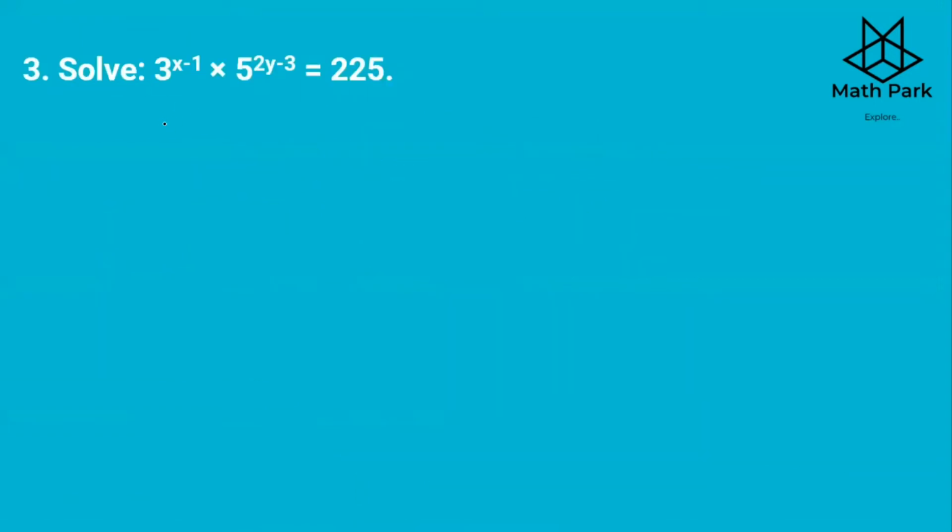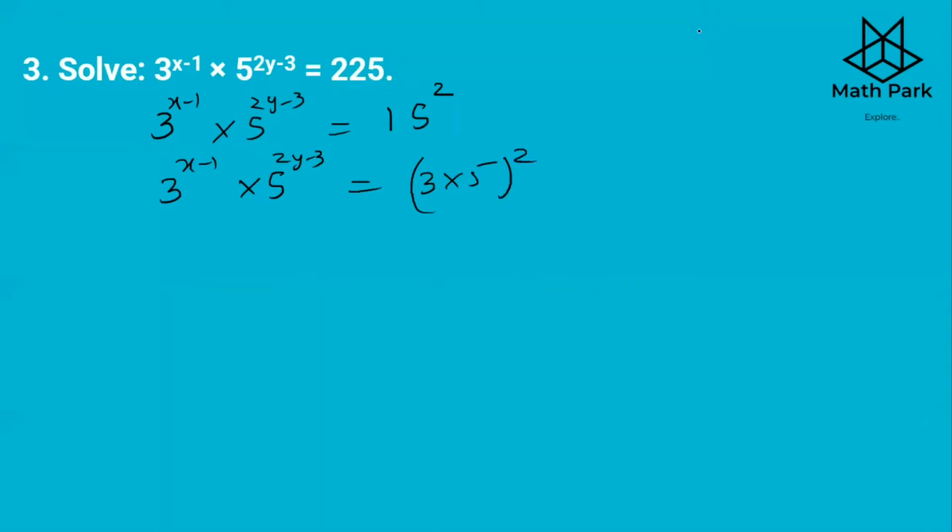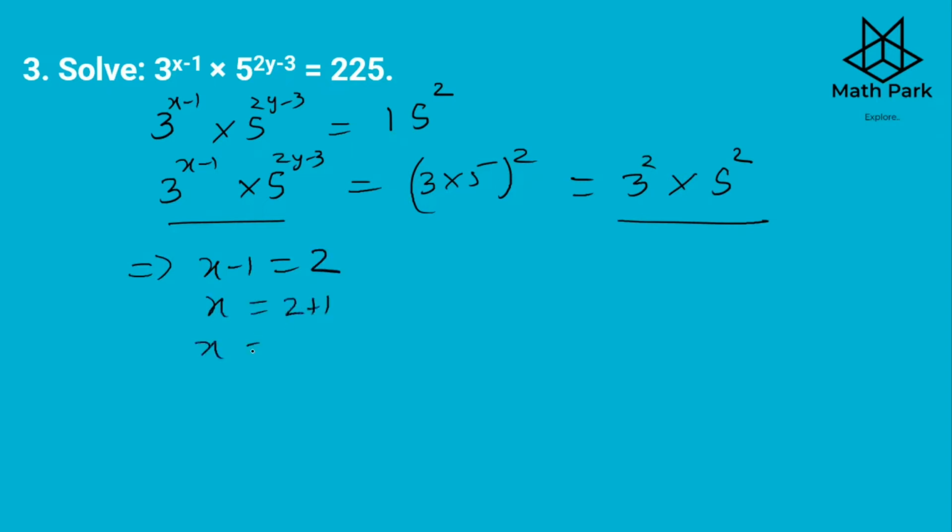So we have 3 raised to x minus 1 into 5 raised to 2y minus 3 is equal to, this is the square of 15, 15 square. So 3 raised to x minus 1 into 5 raised to 2y minus 3 is equal to 15 is 3 into 5 raised to 2, which is 3 raised to 2 into 5 raised to 2. Now compare the LHS and RHS. 3 raised to x minus 1 is equal to 3 raised to 2. So this implies x minus 1 is equal to 2, comparing the powers of 3. So x is equal to 2 plus 1, x is equal to 3.